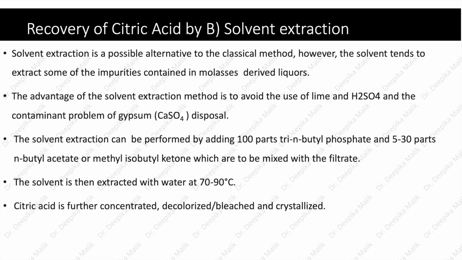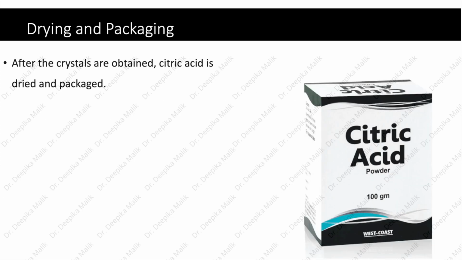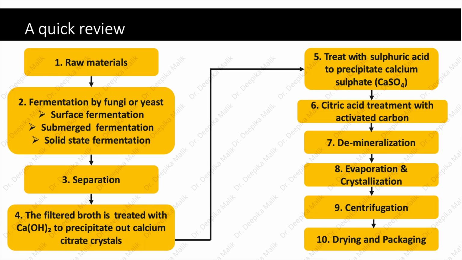The solvent is then extracted with water at 70 to 90 degrees Celsius. Citric acid is further concentrated, decolorized or bleached and crystallized. After we have recovered the crystals of citric acid, they are finally dried and packaged. Now let us have a quick review of the process of citric acid production.